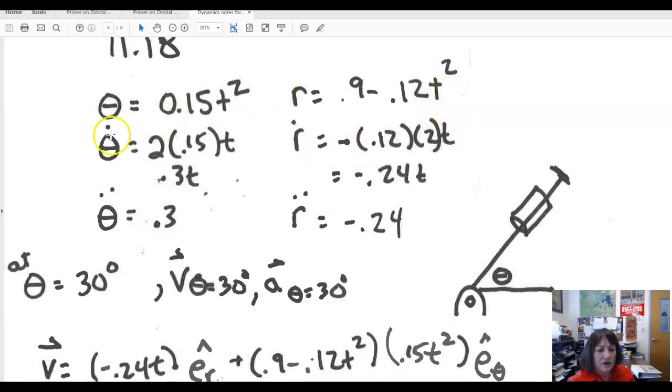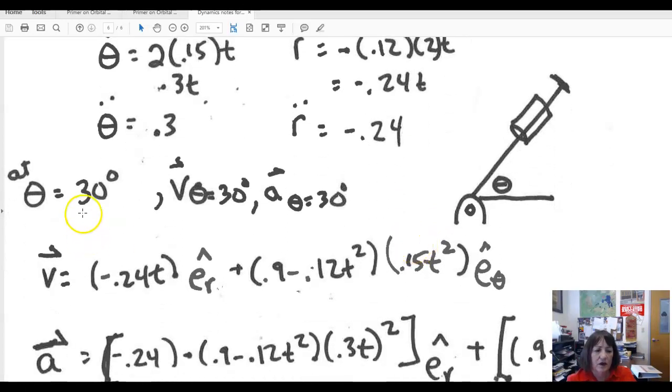The process for doing this is you first find the first derivative of theta with respect to time. So you differentiate theta once, and then theta double dot, differentiate again with respect to time. Do the same for r: r dot is the first derivative, r double dot is the second derivative.